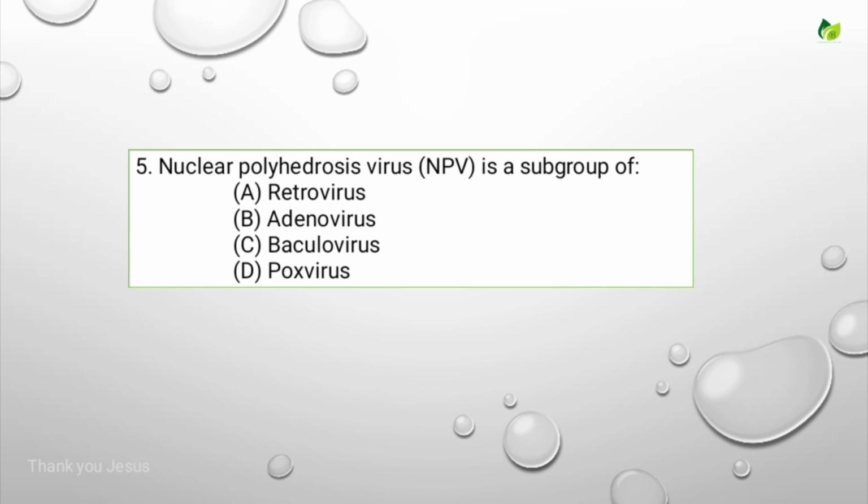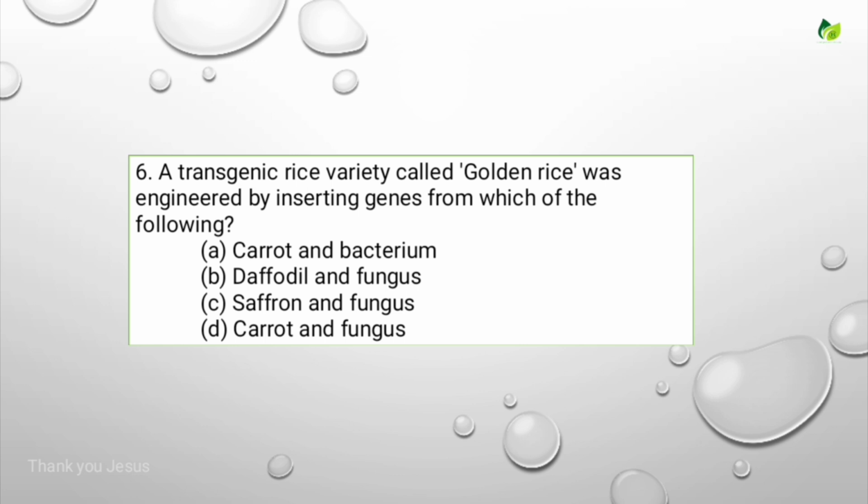Nuclear polyhedrosis virus is a subgroup of? Options are retrovirus, adenovirus, baculovirus, poxvirus. So the answer is baculovirus. Let's see the next question.